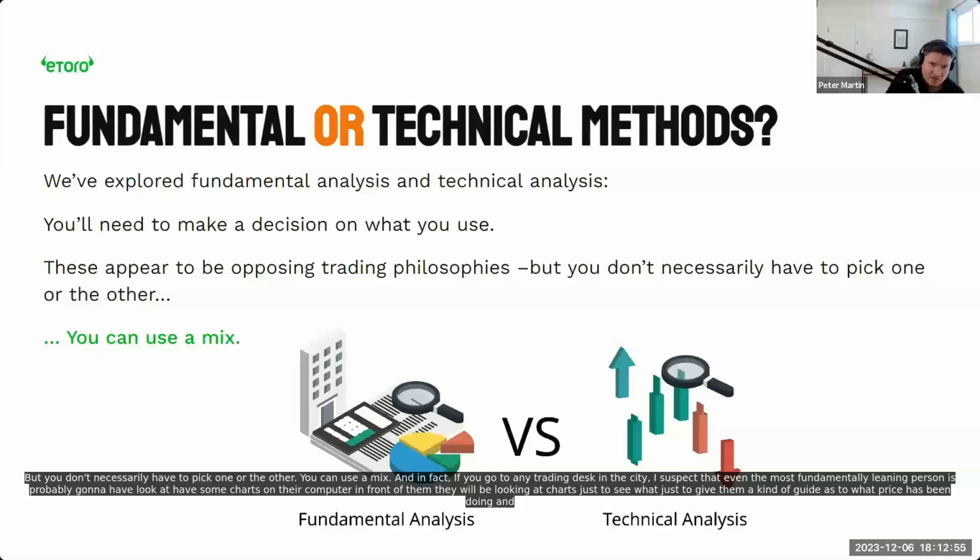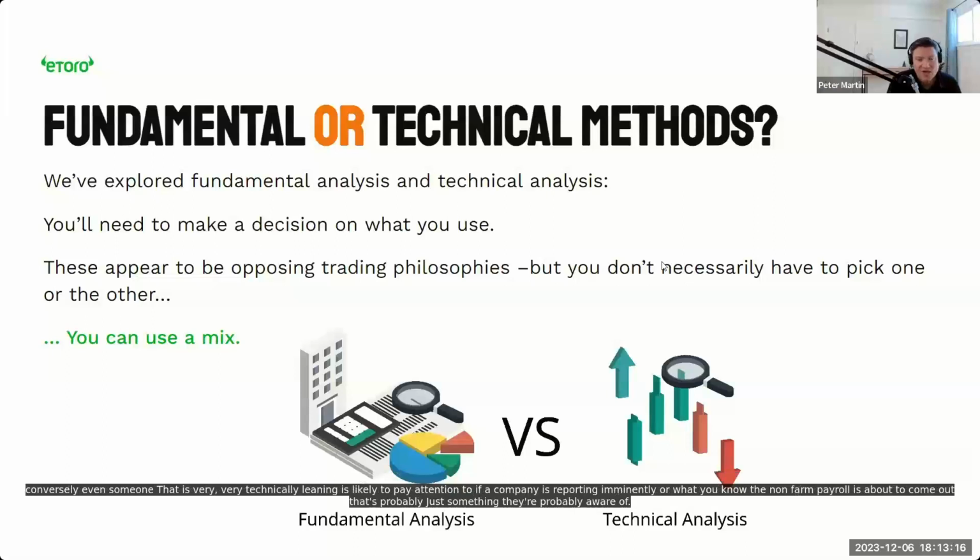And in fact, if you go to any trading desk in the city, I suspect that even the most fundamentally leaning person is probably going to have some charts on their computer in front of them. They will be looking at charts just to give them a guide as to what price has been doing. And conversely, even someone that is very, very technically leaning is likely to pay attention to if a company is reporting imminently, or the non-farm payroll is about to come out. That's probably just something they're aware of.